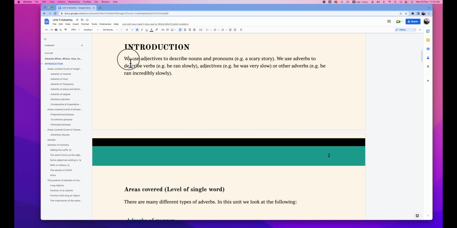We use adjectives to describe nouns or pronouns, and we use adverbs to describe verbs, adjectives, and other adverbs. He ran slowly, telling you more about ran. He was very slow. The word very is telling you more about slow. He ran incredibly slowly. Telling you how slowly is that? Incredibly. This adverb is telling you about this adverb.